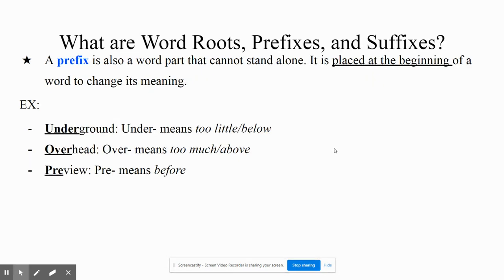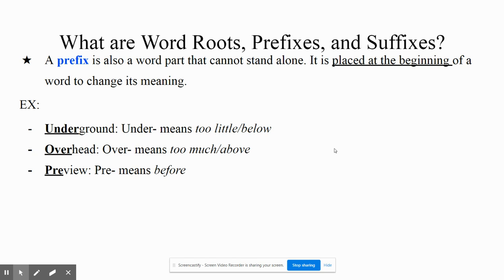A prefix is also a word part that cannot stand alone. It is placed at the beginning of a word to change its meaning. So we have underground. Under means too little or below. So underground, below ground. Overhead. Overhead means too much or above. So it's above your head, overhead.